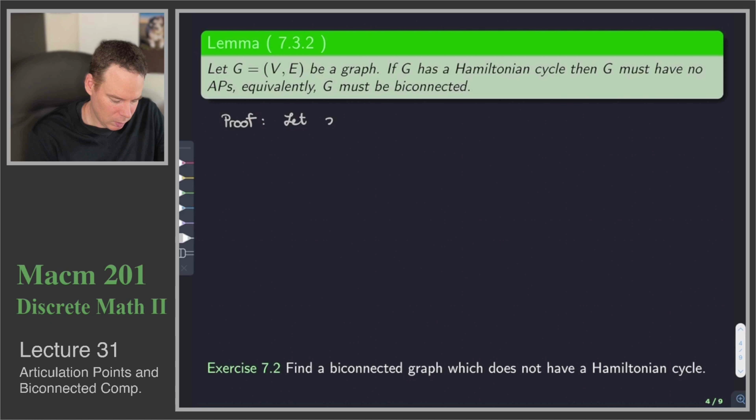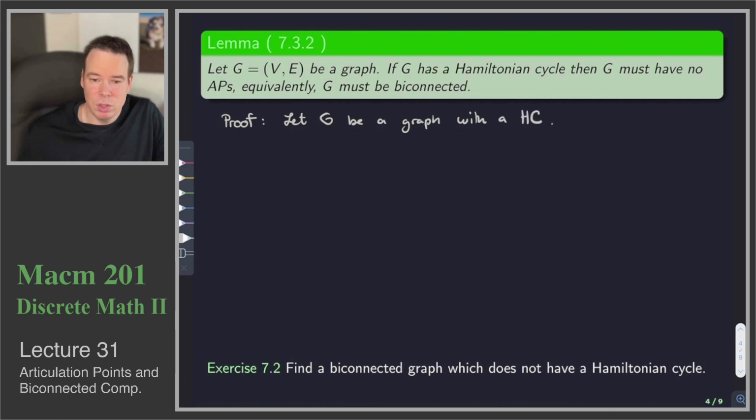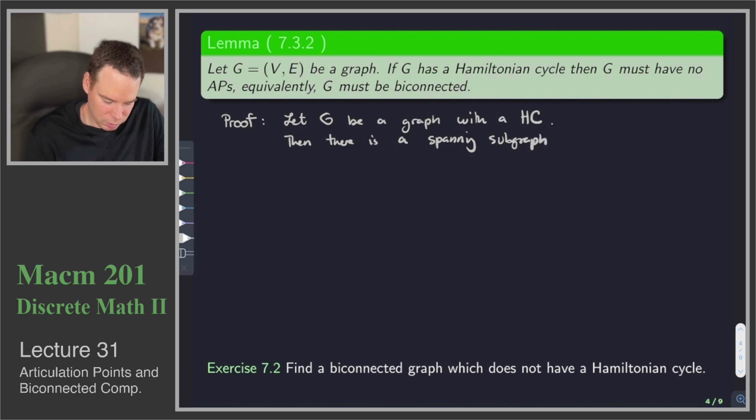We're going to let G be a graph with a Hamiltonian cycle. Now we just need to show that it doesn't contain any articulation points. Well, since it's a graph with a Hamiltonian cycle, there is a spanning subgraph, so spanning includes all the vertices, which is a cycle. So that's what it means to be a Hamiltonian cycle. It's a cycle that contains all the vertices.